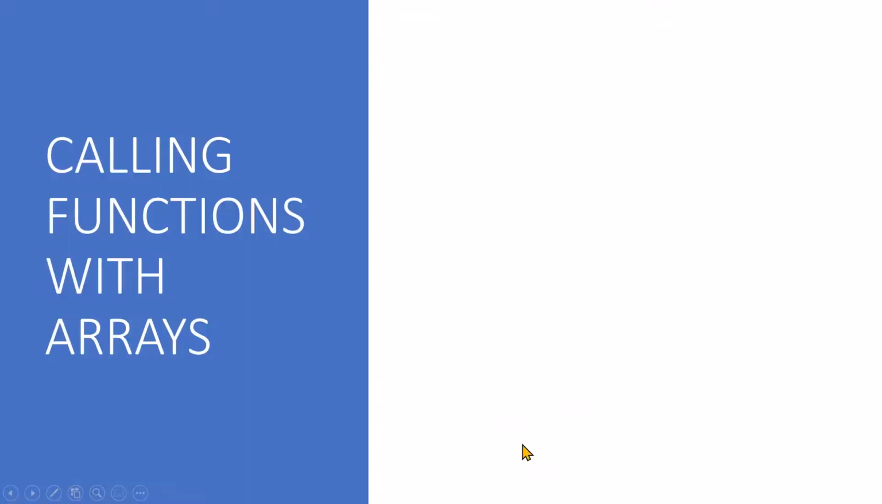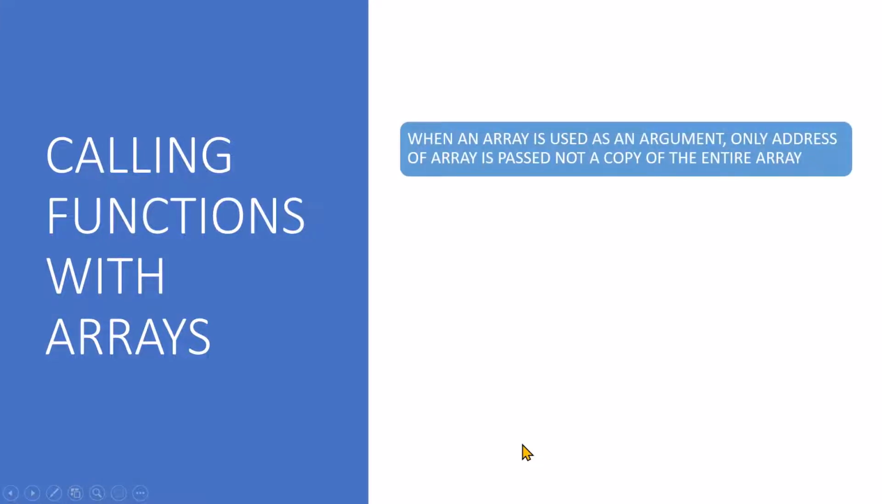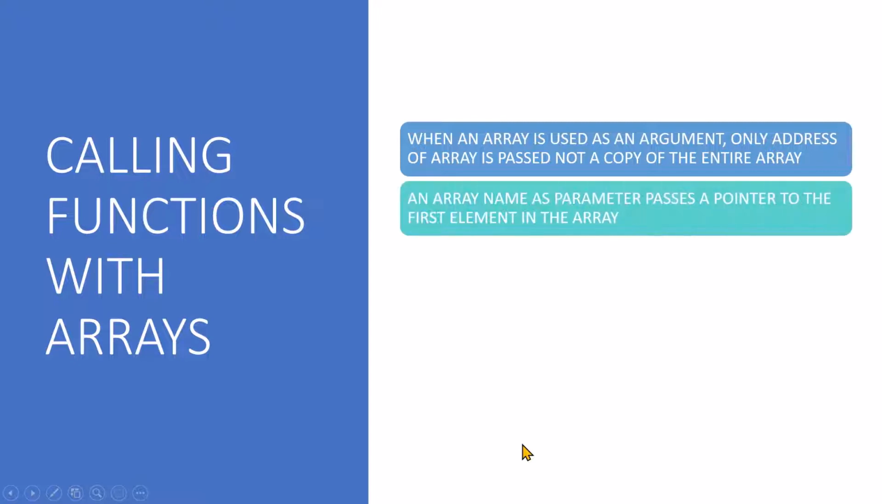Now moving on, calling functions with arrays. When an array is used as an argument, only the address of the array is passed, not a copy of the entire array. This is important to remember. It's just the address of the array. We know that the address of the array is normally the address of the starting element, right? An array name as parameter passes a pointer to the first element in the array.